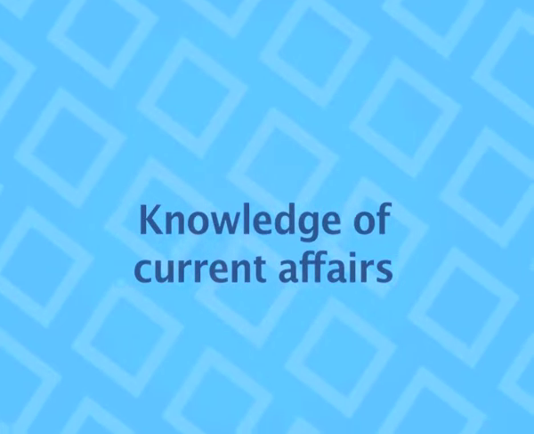Knowledge of current affairs. A good journalist is one who knows something about everything. It does not matter whether the subject belongs to his beat or not. For example, a reporter working on a political beat must have a general idea about what is happening in the sports world.